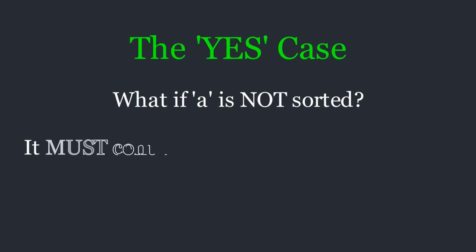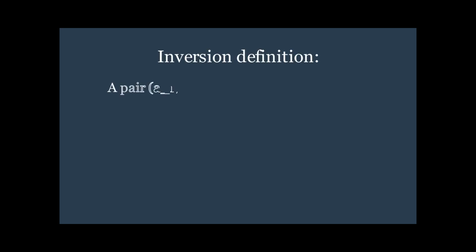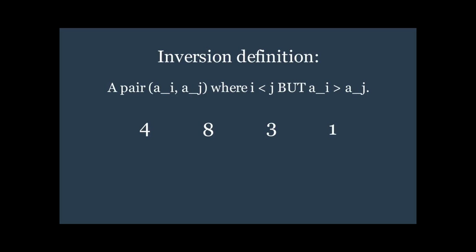So, what if it is not sorted? If it is not sorted, it must contain at least one inversion pair. What is an inversion? It is a pair of elements a sub I, a sub j, where I comes before j in the array, meaning I is less than j, but a sub I is greater than a sub j. For instance, in 4, 8, 3, 1, the pair 8, 3 is an inversion because 8 appears before 3, at index 1 and 2 respectively if 0 indexed, but 8 is greater than 3.